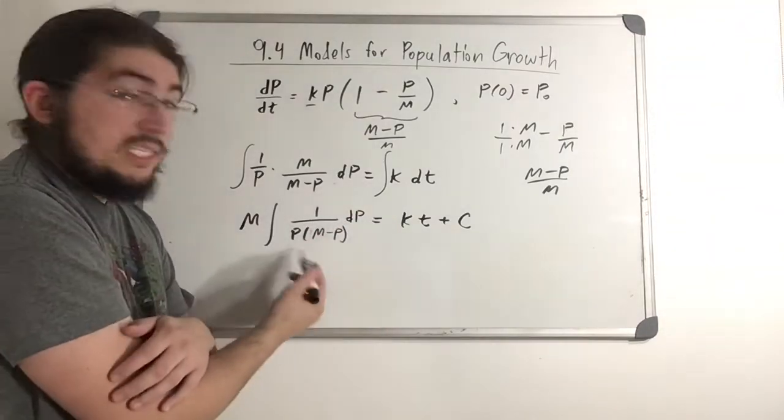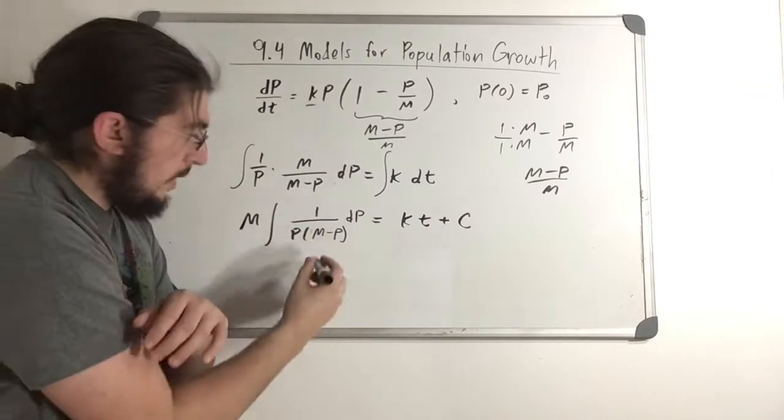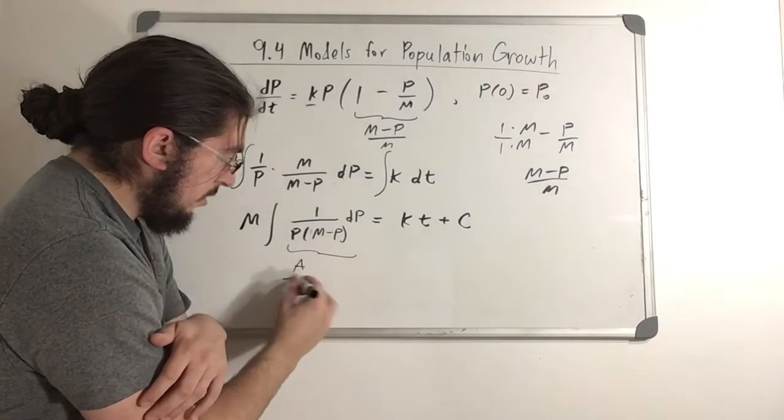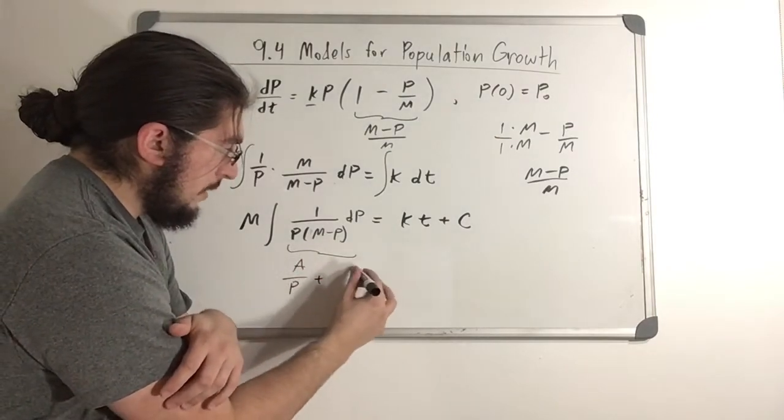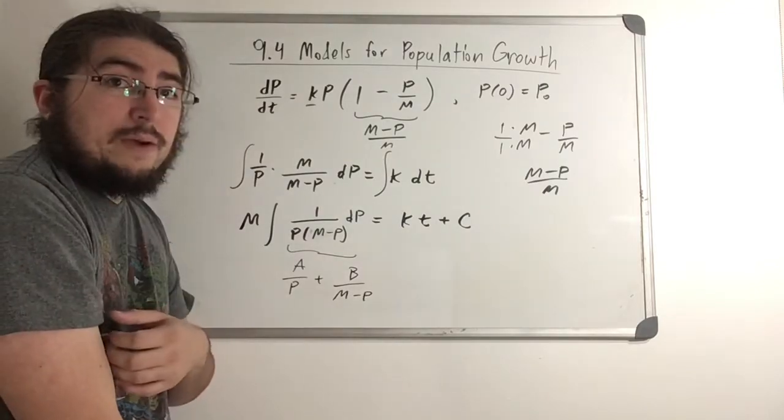that's right, partial fraction decomposition. Because the denominator is P times (M minus P), so we can actually break this up as something over the first factor plus something over the second factor. We can attempt to solve for A and B, and we'll see that right now.